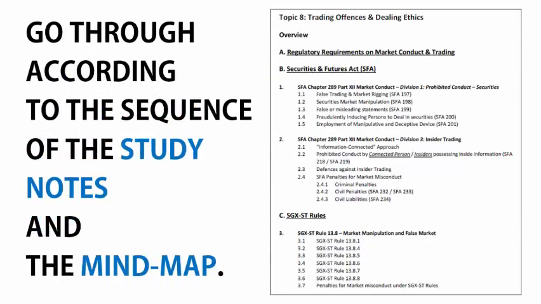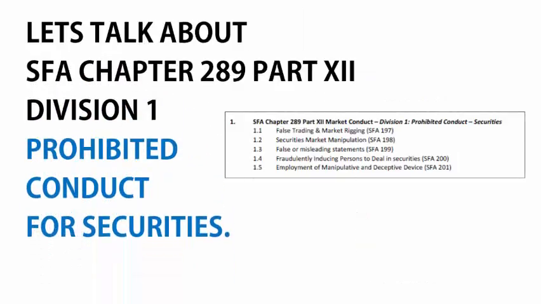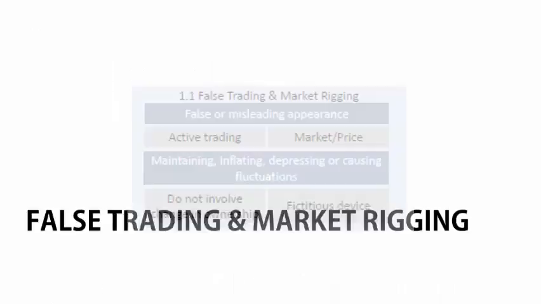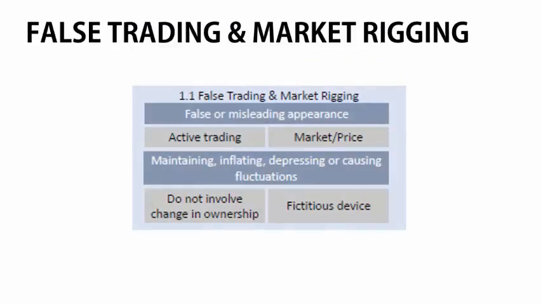In this video, we will go through the topic according to the sequence of the study notes and the mind map. Let's first talk about SFA Chapter 289 Part 12 Division 1 Prohibited Conduct for Securities. Based on the study notes, we have 5 parts. The first one, false trading and market rigging. For false trading and market rigging, there are 2 parts to it. One is creating a false or misleading appearance of active trading, as well as with respect to the market and price. And the second one is maintaining, inflating, depressing, or causing fluctuation in the market.